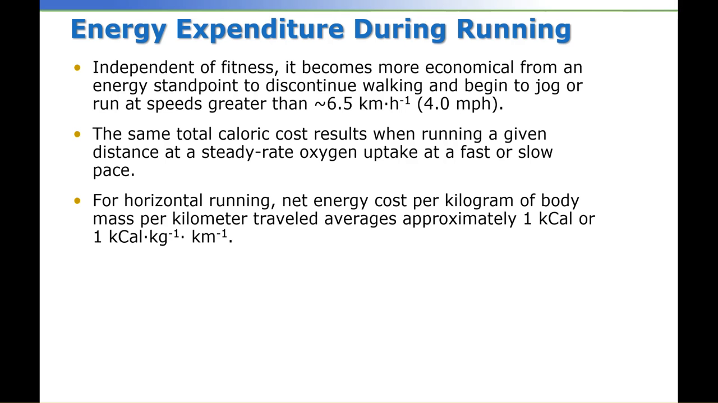Independent of fitness, it becomes more economical from an energy standpoint to discontinue walking and begin a jog at 4 miles per hour. We talked about that. The same total caloric cost results when running a given distance at a steady-rate oxygen uptake, at a fast or slow pace. And for horizontal running, the net energy cost per kilogram of body mass per kilometer traveled averages about 1 kilocalorie, or 1 kilocalorie per kilogram per kilometer.